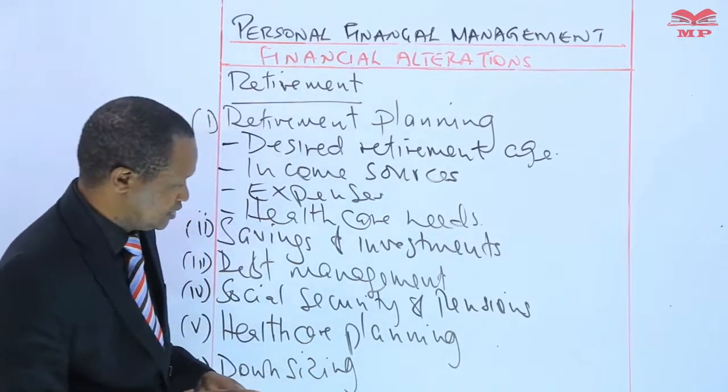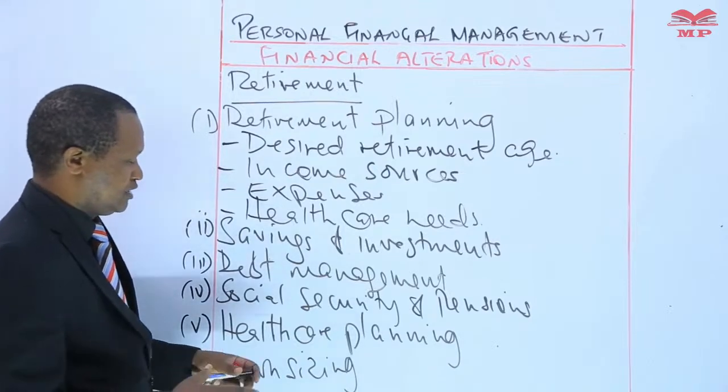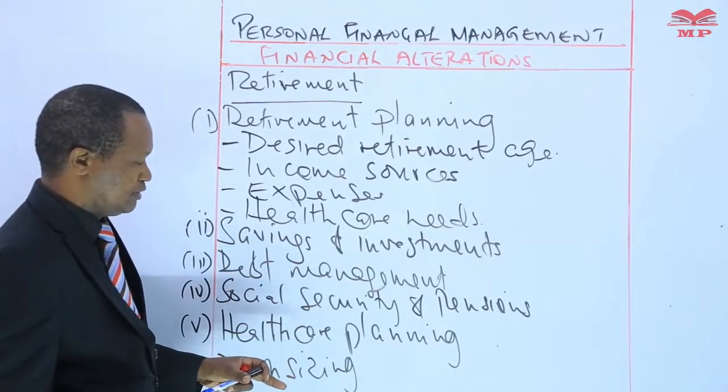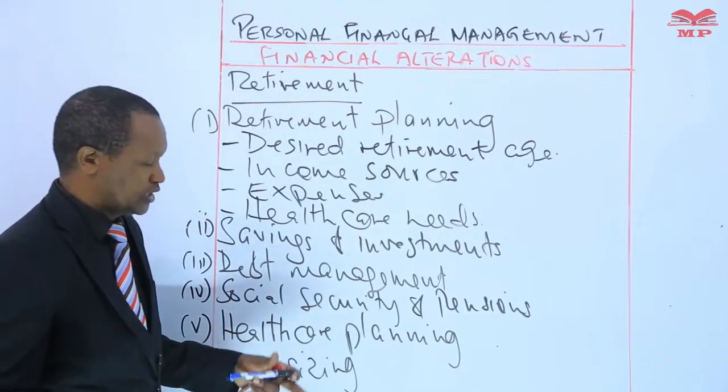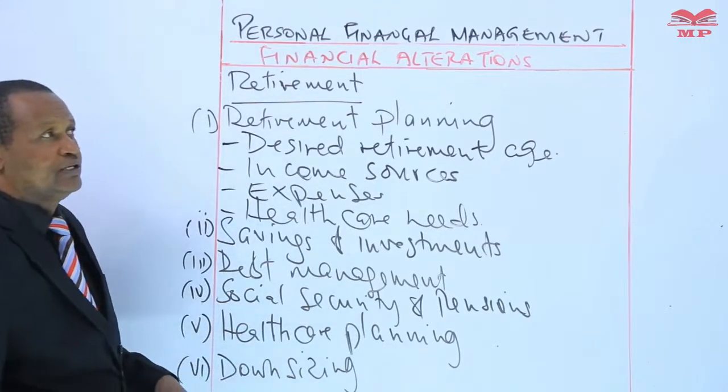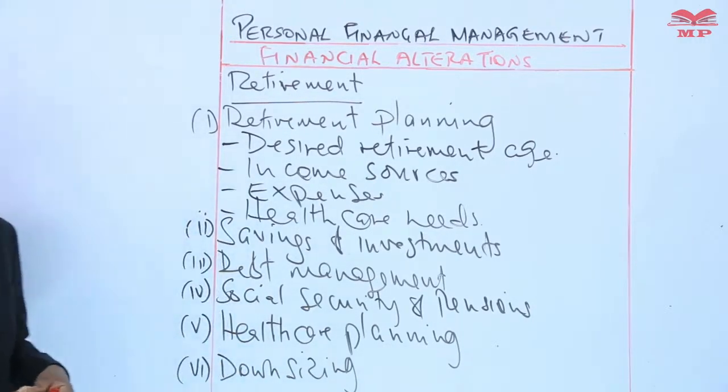Downsize. Make sure you have enough people in a home which you can easily manage, which you can easily afford to take care of. So these are some of the points of financial alterations in retirement. How about estate and tax planning?